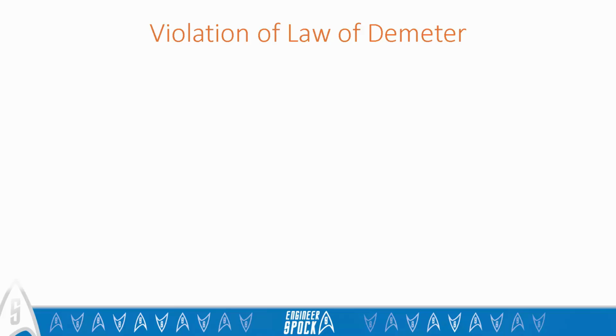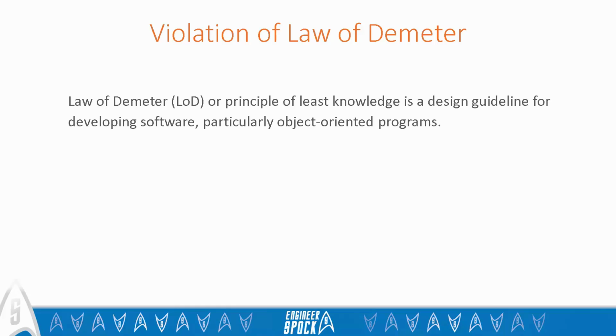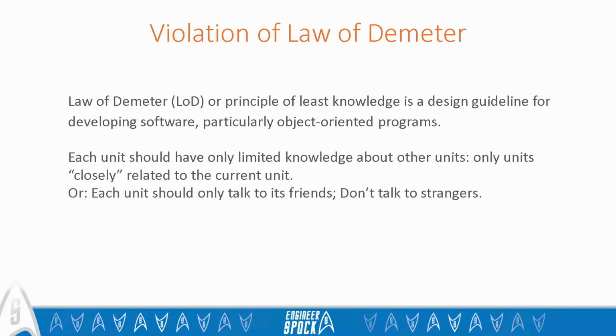If we look at Wikipedia, we will see that the Law of Demeter, LoD in short, or Principle of Least Knowledge, is a design guideline for developing software, particularly object-oriented programs. In its general form, the LoD is a specific case of loose coupling. Okay, sounds great, but what does it really mean? A general formulation of the law is the following. Each unit should have only limited knowledge about other units, only units closely related to the current unit, or each unit should only talk to its friends. Don't talk to strangers.